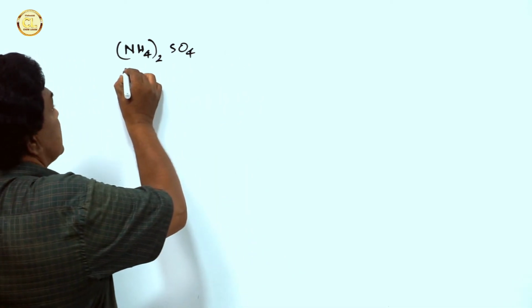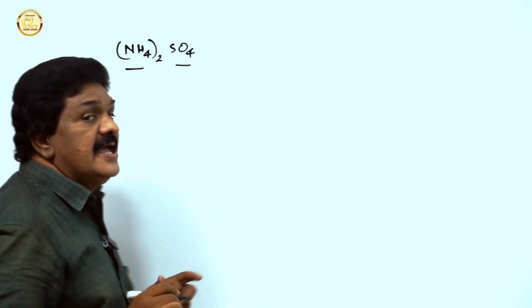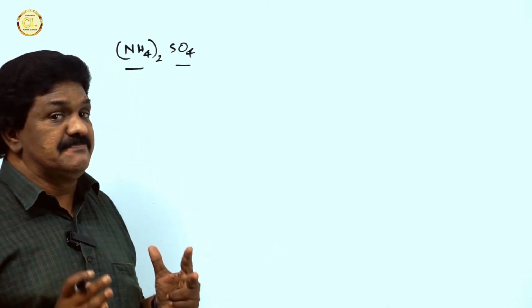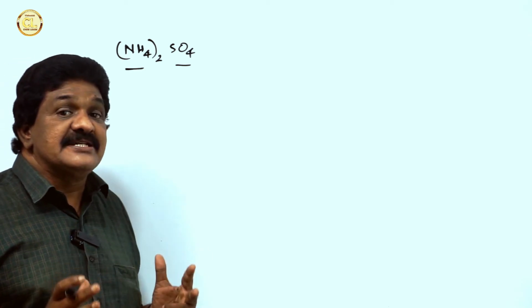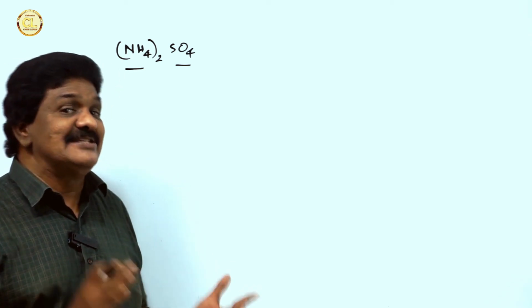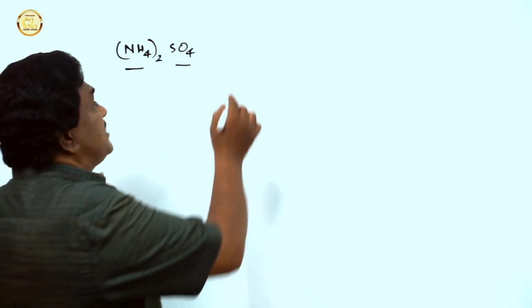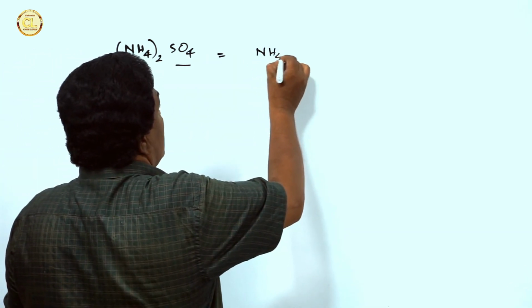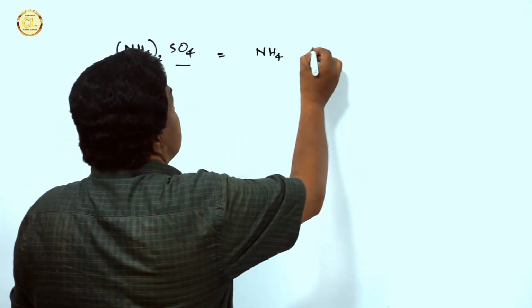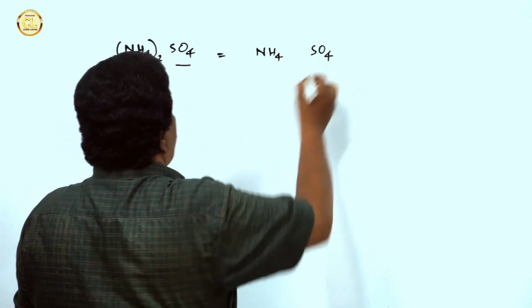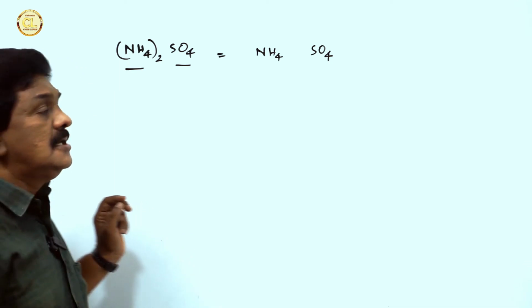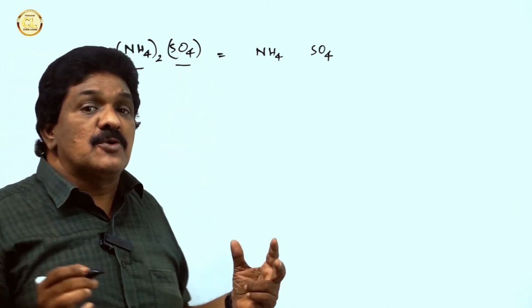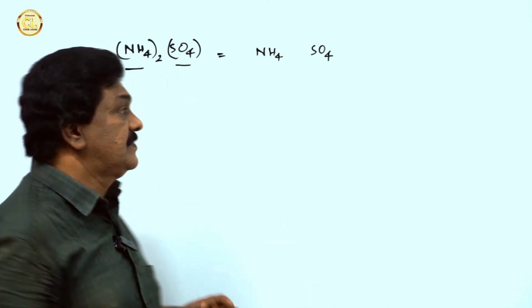It contains two parts. One is the cationic part, that is the positively charged part, and the other is the anionic part, or negatively charged part. See, the cationic part in this formula is NH4 and the anionic part is SO4. Now, splitting is the reverse process of valency crossing.